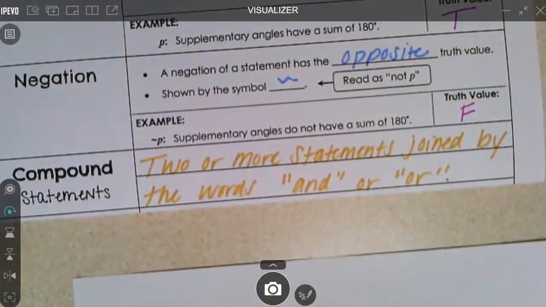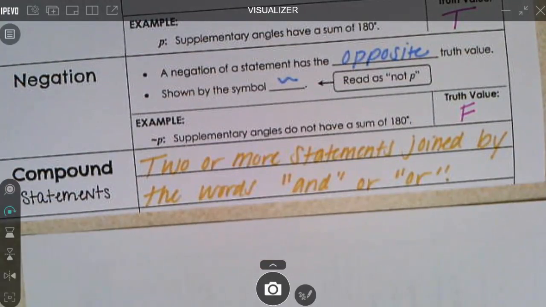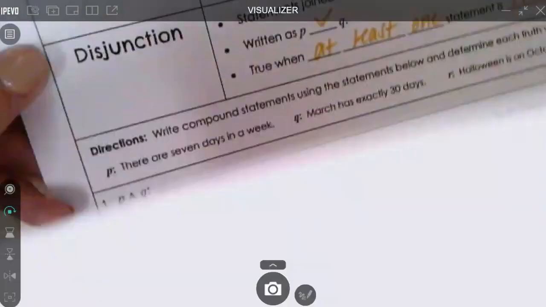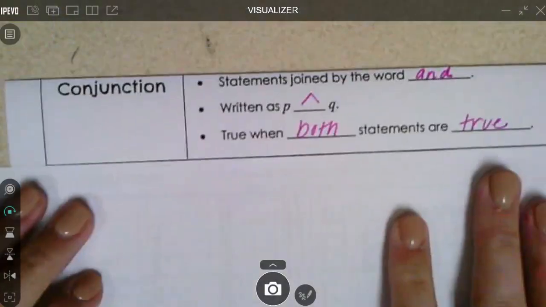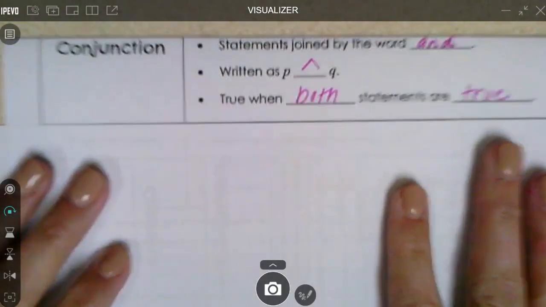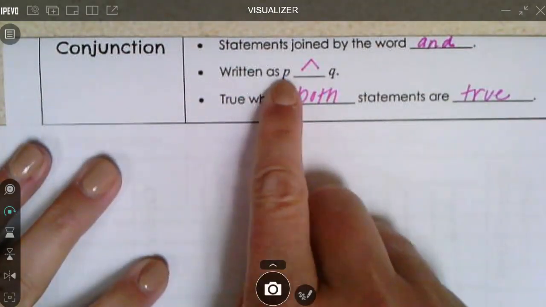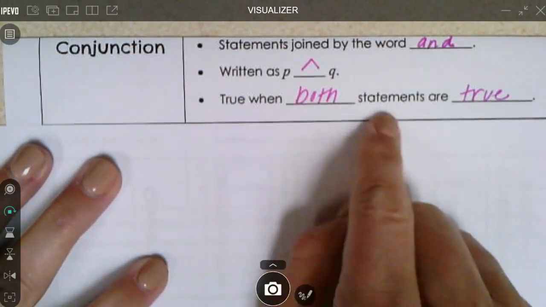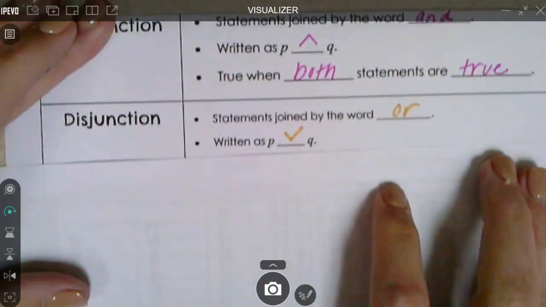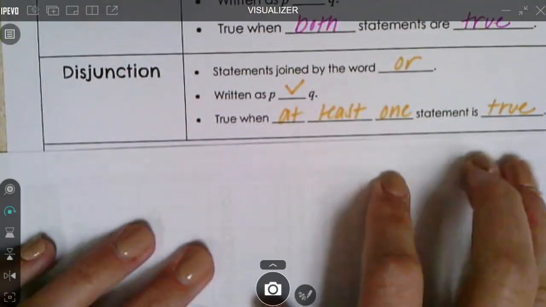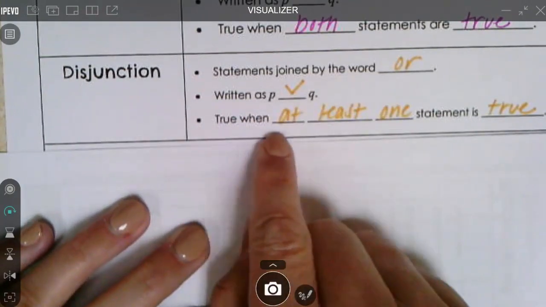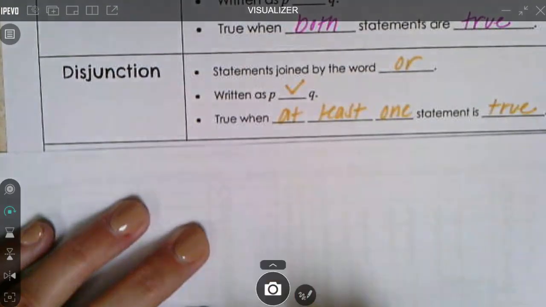Compound statements: two or more statements joined by the words and or or. A conjunction: statements joined by the word and, written as P and Q, that's what that symbol represents, true when both statements are true. A disjunction: statements joined by the word or, written as P or Q, true when at least one statement is true.